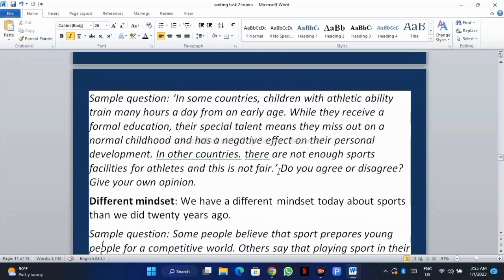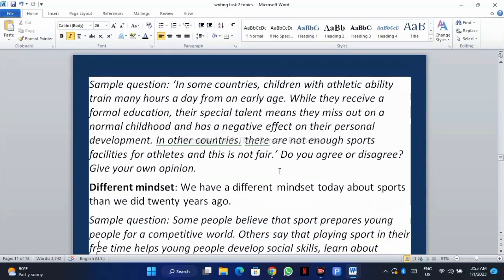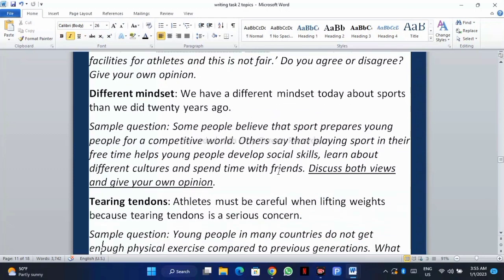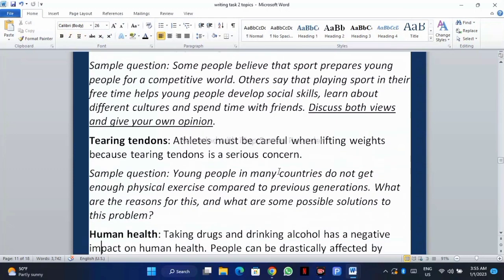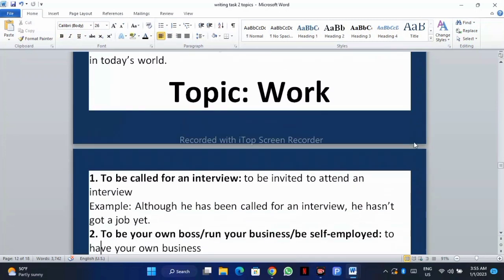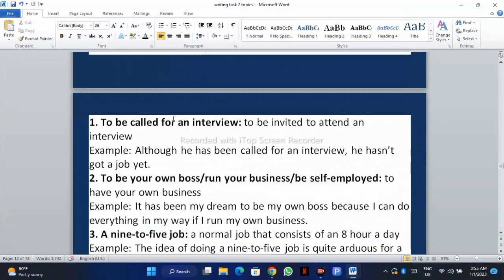Different types of things are there and different types of methods are there. You can use any method according to your strategy. Another important thing in your writing task or in speaking is comparison. You should add at least 5 to 6 sentences with comparison. For example, here you can find now our new topic, the topic is about work. And again, I selected some collocations for you with some explanation and example sentences.